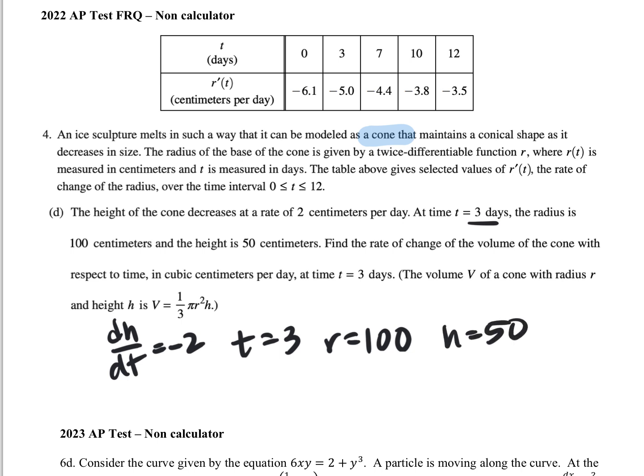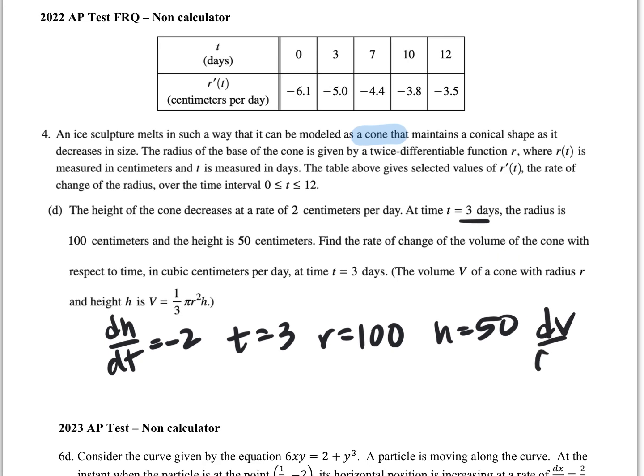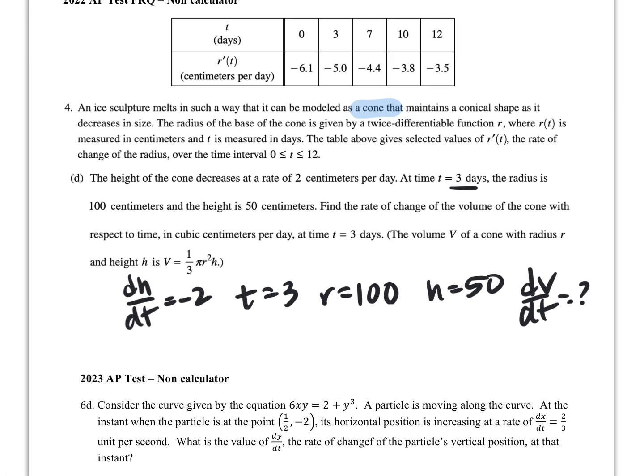Find the rate of change of the volume. What do we want? dV/dt. Very good. That's what we want, in cubic centimeters per day, at t equals 3. The volume of the cone, look at that, they gave us that formula. We need dV/dt. We've got to go take this derivative.